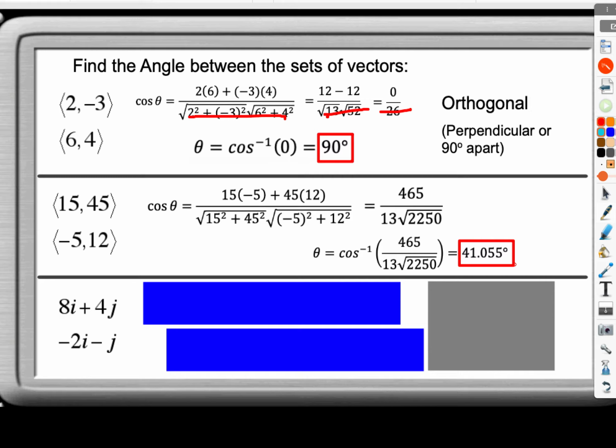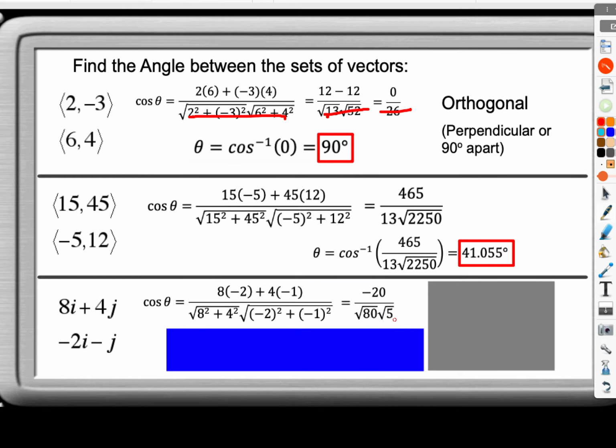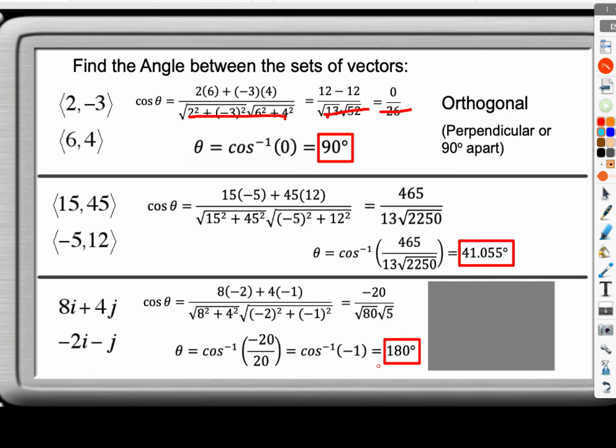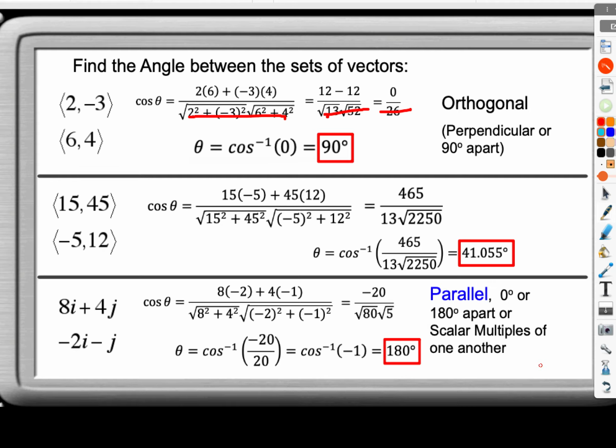Feel free to pause if you want to find it first. But otherwise, here's my dot product over my magnitudes, negative 20 over essentially what becomes 20. So that is basically negative 20 over 20 is just negative 1, which is 180 degrees then. Inverse cosine of negative 1 is going to be 180 degrees. And if two vectors are 180 degrees apart, or if they would have been 0 degrees apart, we would say that they're parallel vectors. Parallel vectors.